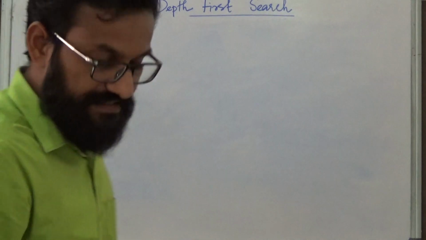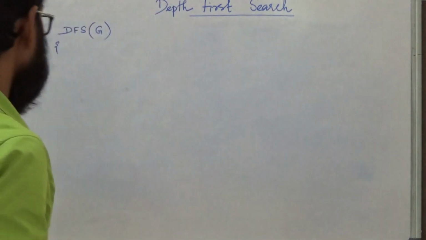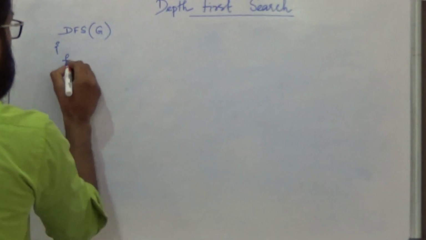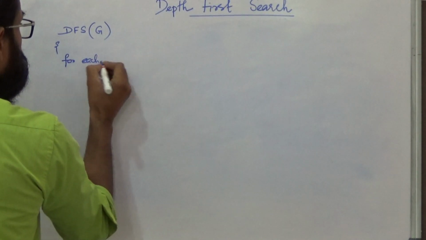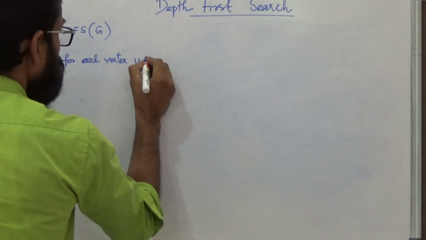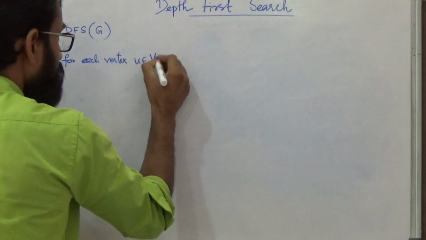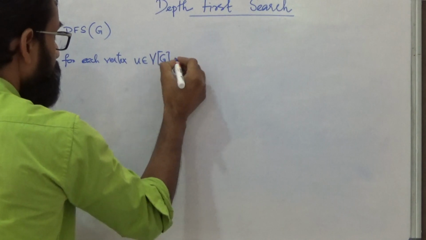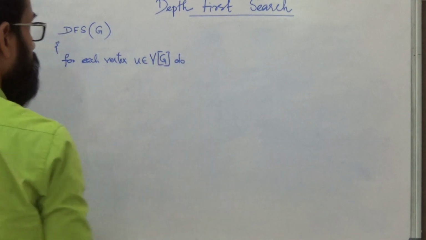So as I said, the first step involved is initialization. So for each vertex u belonging to vertices in graph G, do the following.